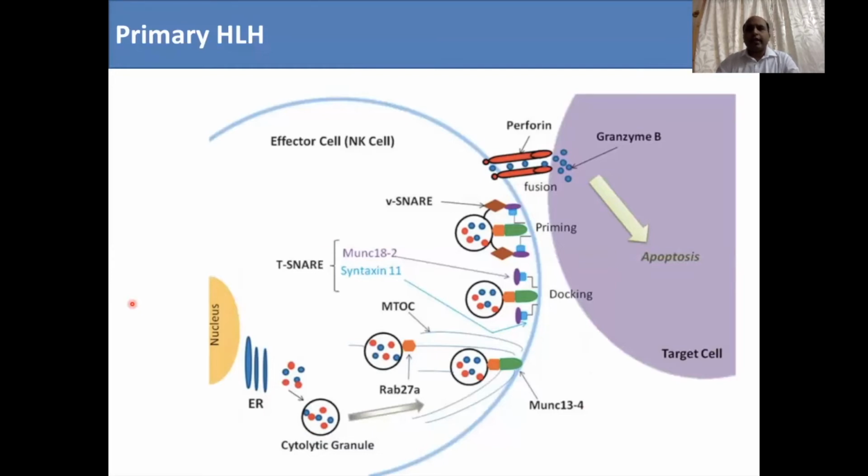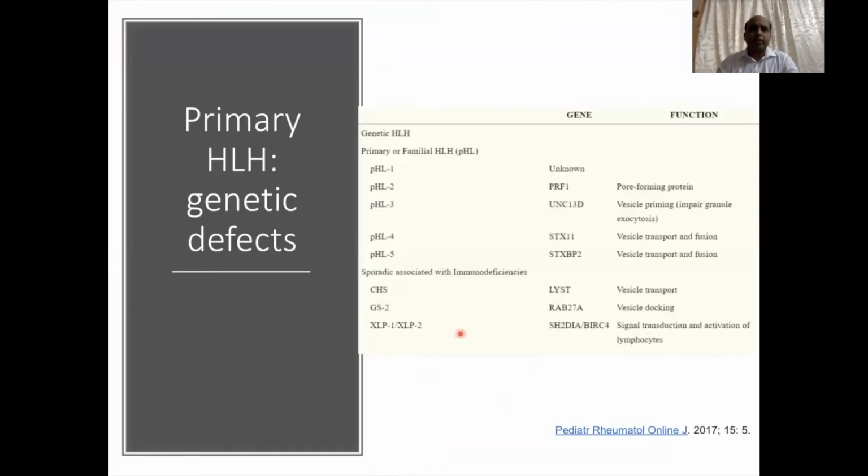As I told you, these are effector cells, NK cells, and these are the target cells. If there is any defect in the pathway of killing of the target cell by the NK cell, then that will lead to persistent infection inside the target cell or antigen presenting cell. So that is why a defect in perforin or in any genes that lead to the formation of the vesicles, like SNARE protein, MUNC, syntaxin, mTOR, RAB. These are all common genes that lead to primary HLH or macrophage activation syndrome.